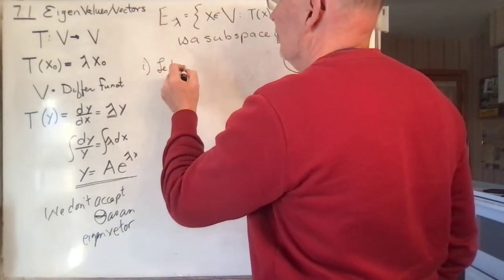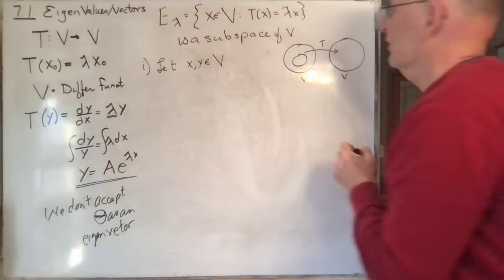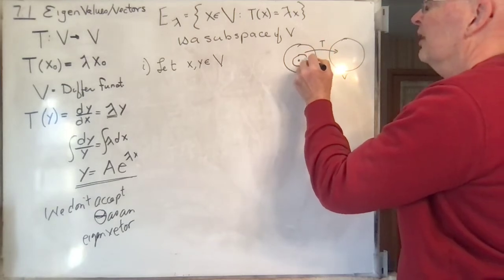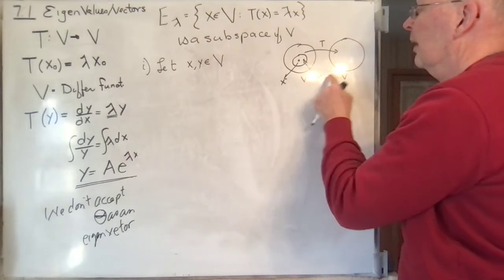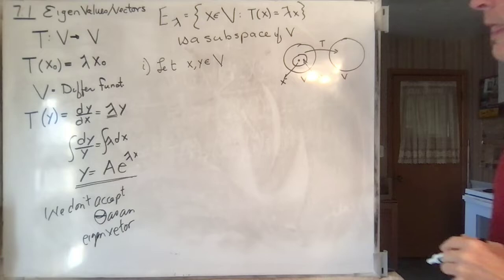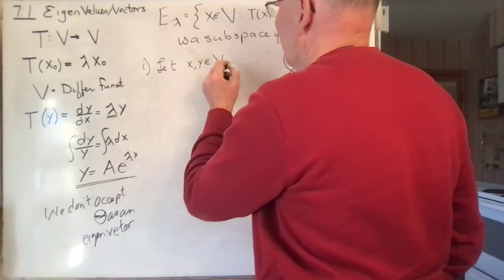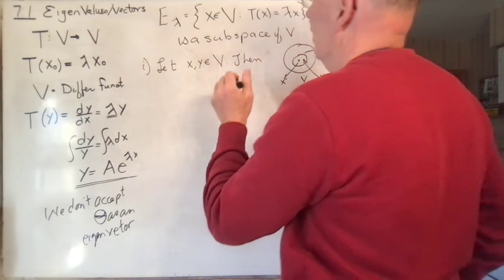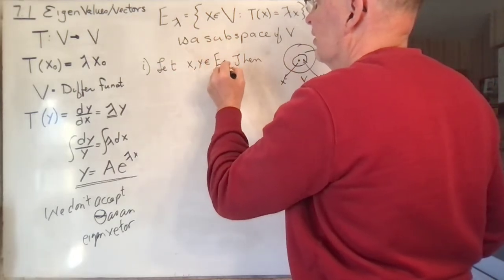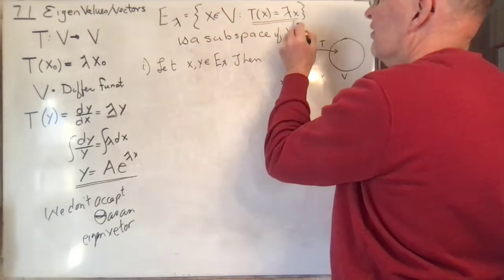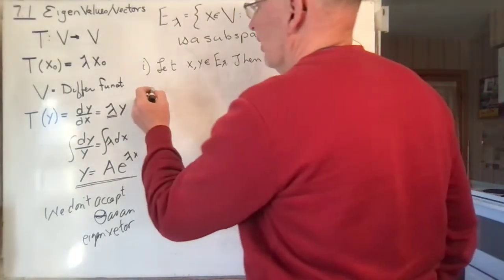So let's just call them X and Y. Let X and Y be in this subspace. Oh no, I don't want to say in V. They're both in this subspace. So they both satisfy this, and I need to show that their sum does as well. So let's check it out.